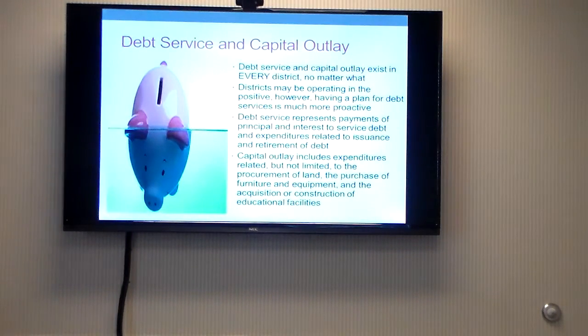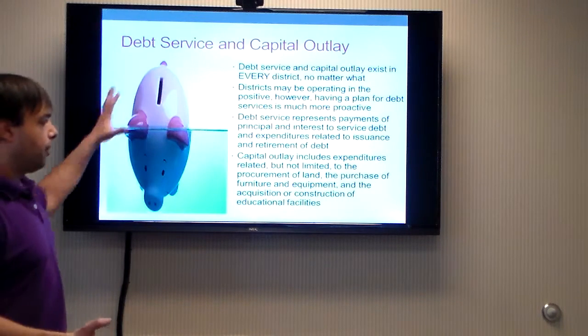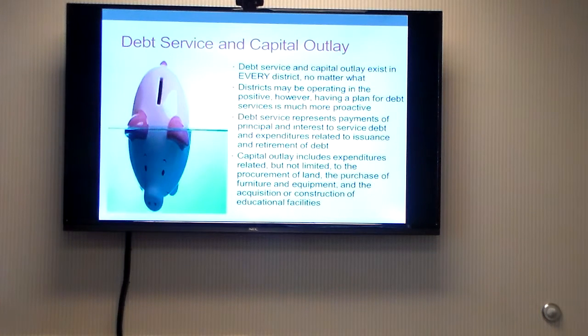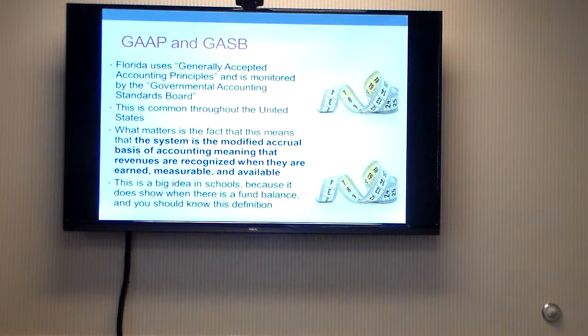So debt services and capital outlay exist everywhere. These are your repayments, your loans, the amount of debt that you have. It's how you're going to purchase furniture, how you're going to purchase equipment, how you're going to construct different facilities. But this is common, and this exists everywhere, but it's a part of this whole fund structure, which we've already talked about debt services here.